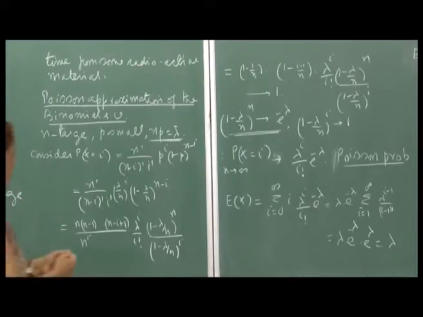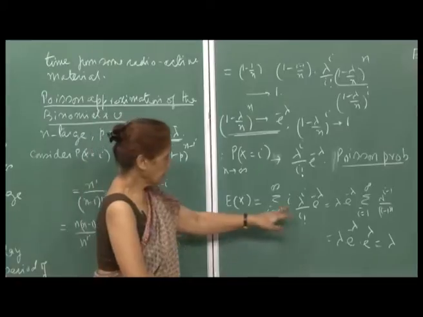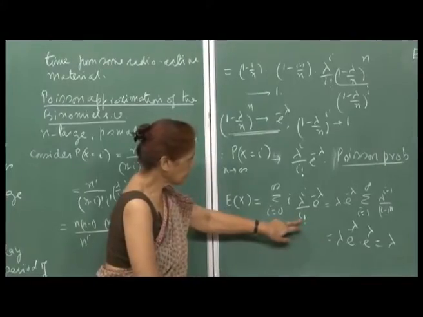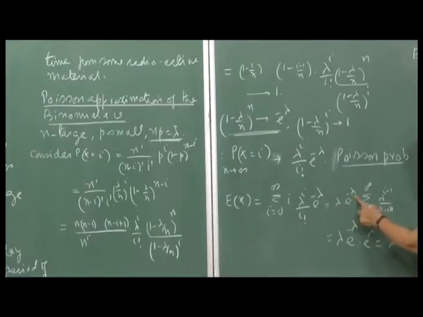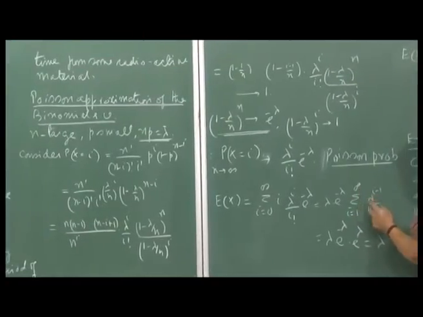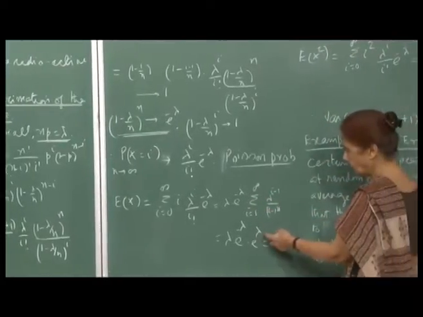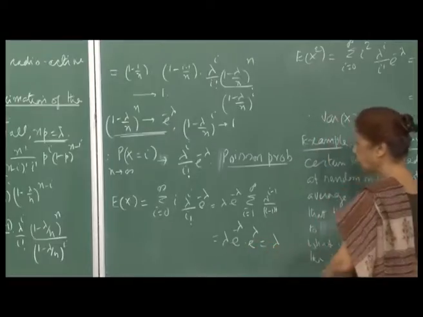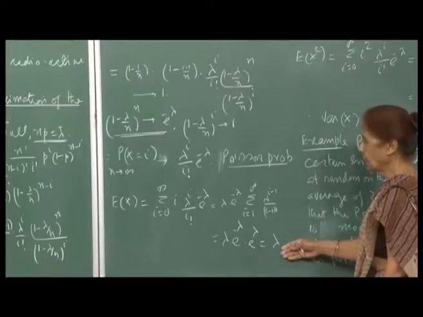Now, computing the expectation of a Poisson random variable, again straightforward: sigma i from 0 to infinity, i lambda raised to i e raised to minus lambda upon i factorial. Here I do the same trick as I did for the binomial. So, lambda e raised to minus lambda you take outside, then the summation becomes from 1 to infinity lambda raised to i minus 1 upon i minus 1 factorial, which is again the expansion of e raised to lambda. So, lambda e raised to minus lambda into e raised to lambda gives you lambda. So, whatever the parameter of the Poisson distribution, that is also its mean.